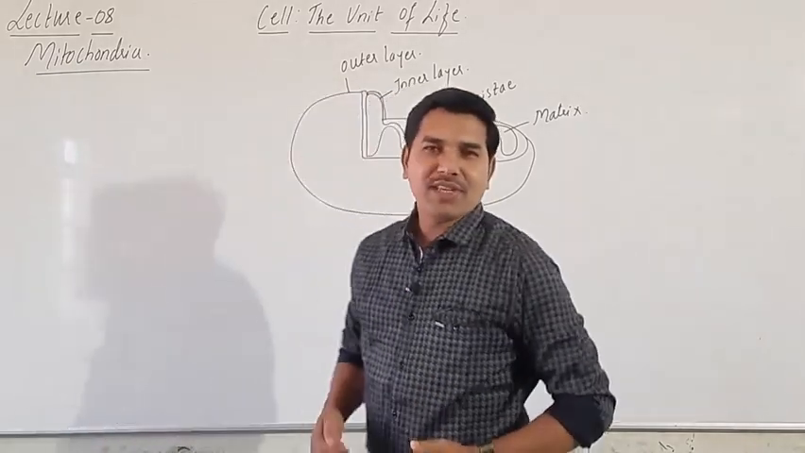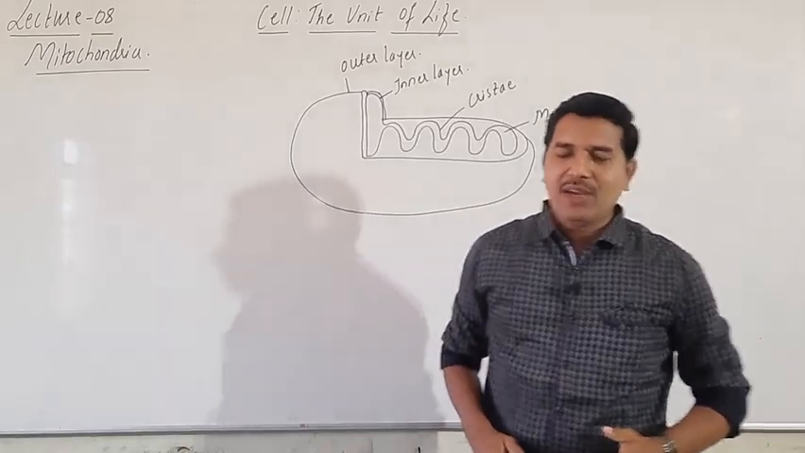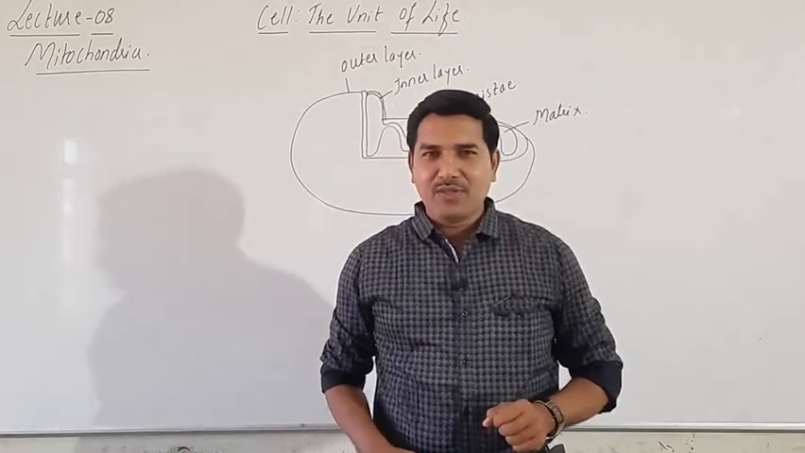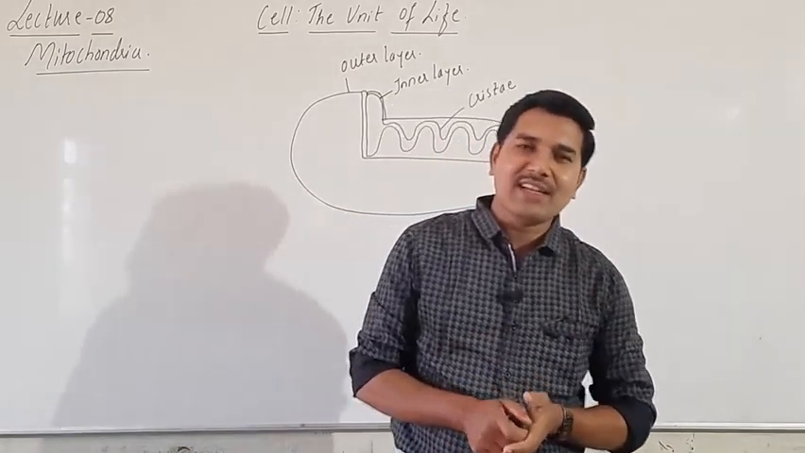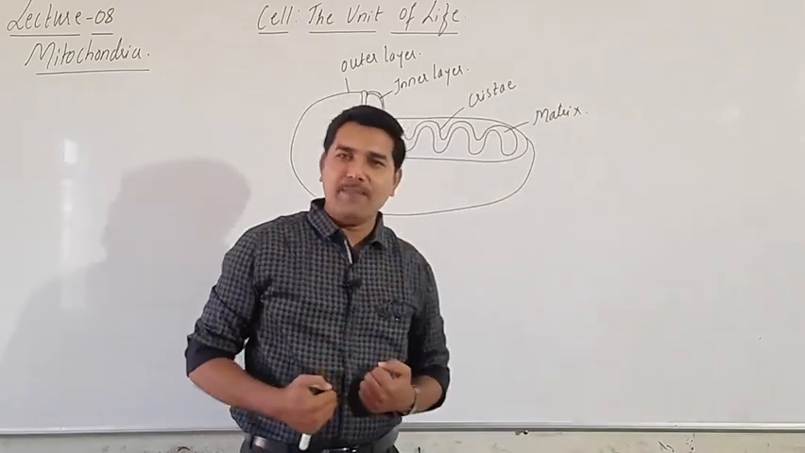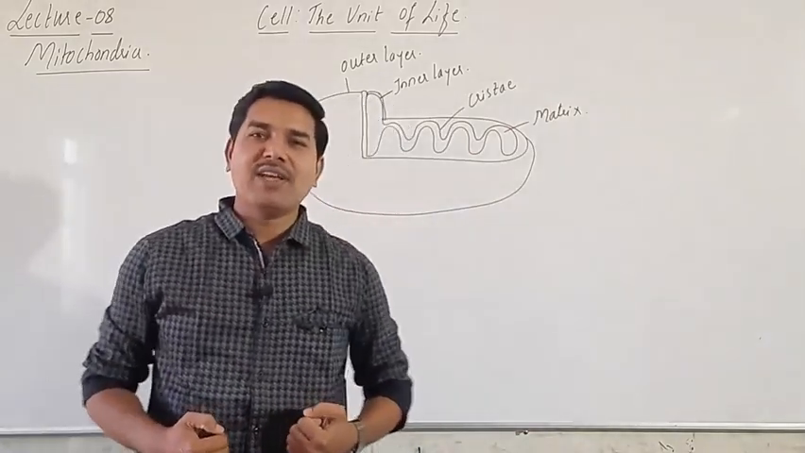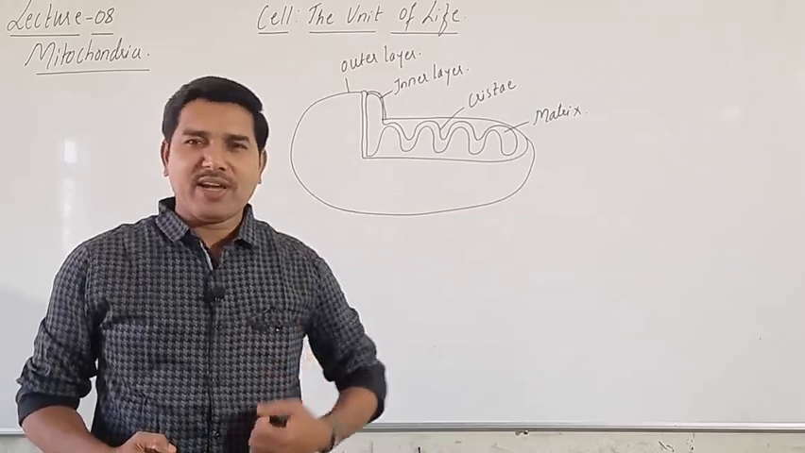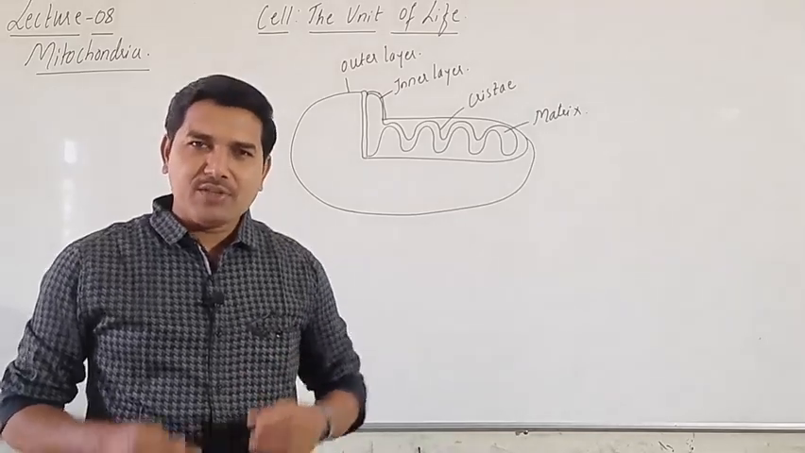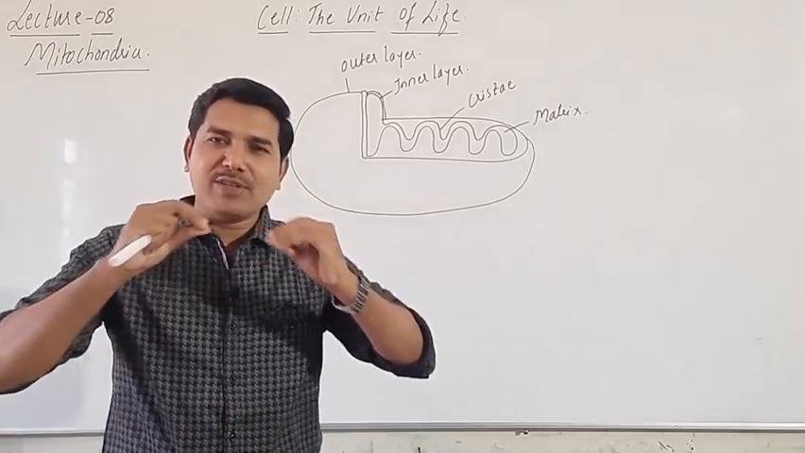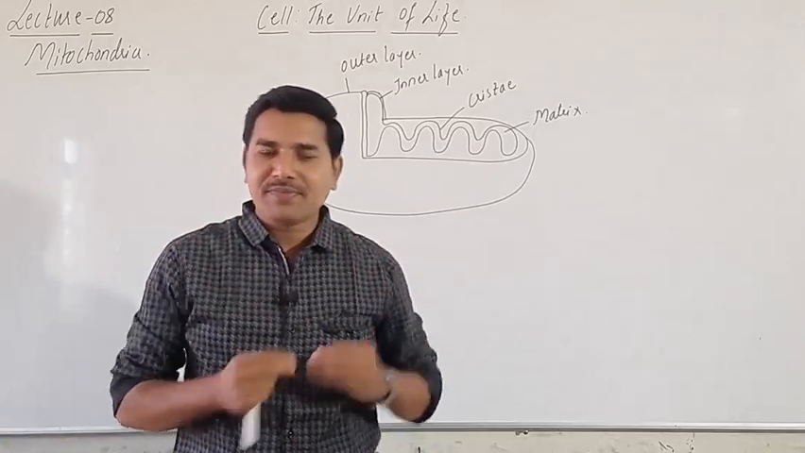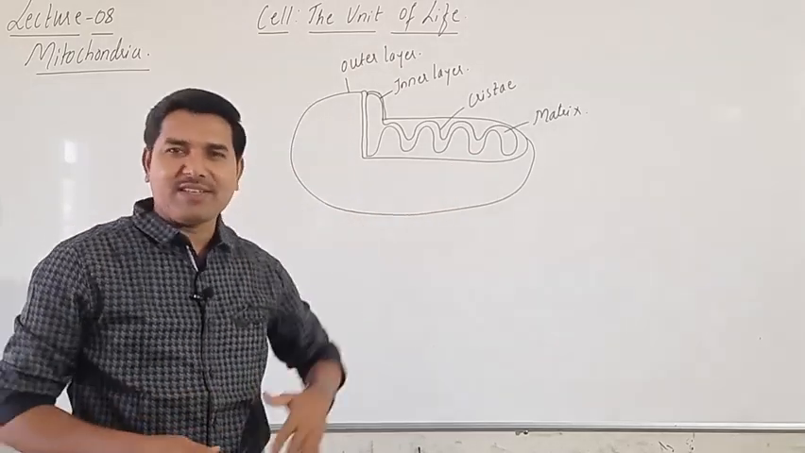Then apart from this, the mitochondria have circular DNA. So circular DNA is there. As a result, they divide automatically. These are the cell organelles where they divide automatically. They divide by the process of fission. So let's call it a binary fission. By the process of binary fission, the mitochondria will divide by itself.